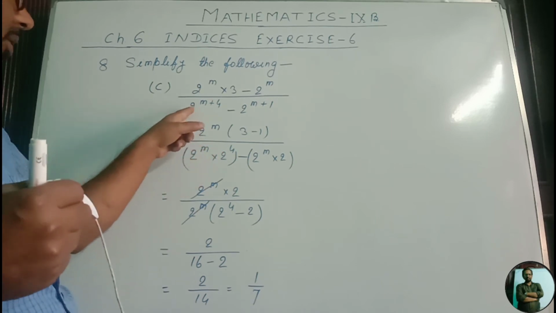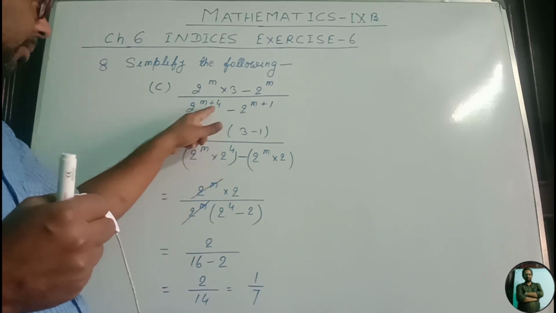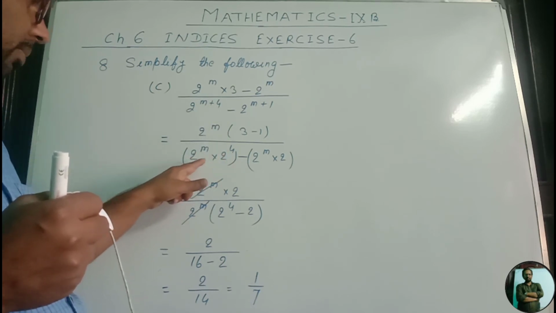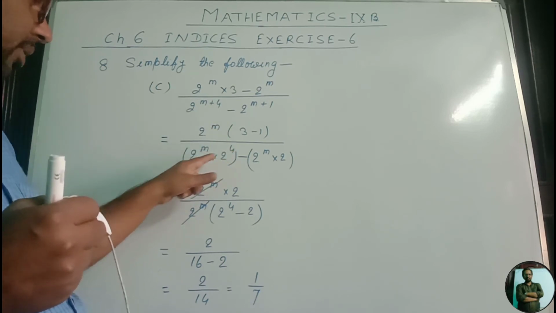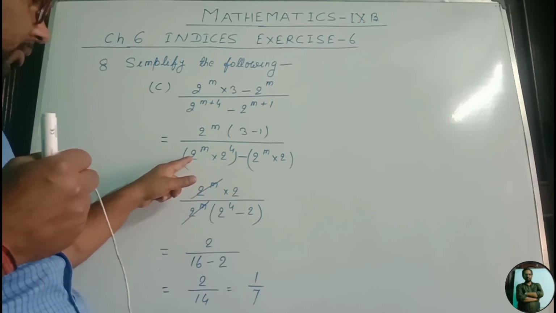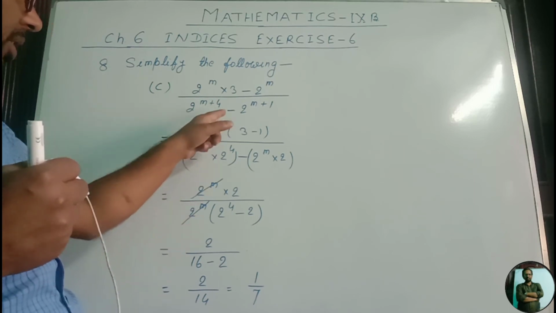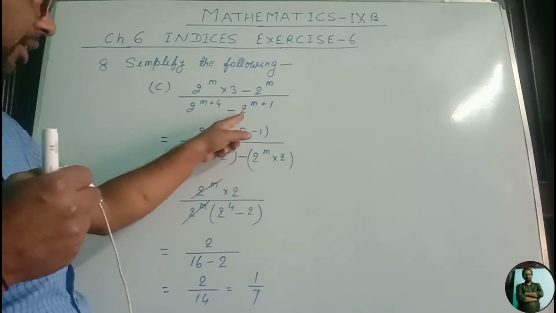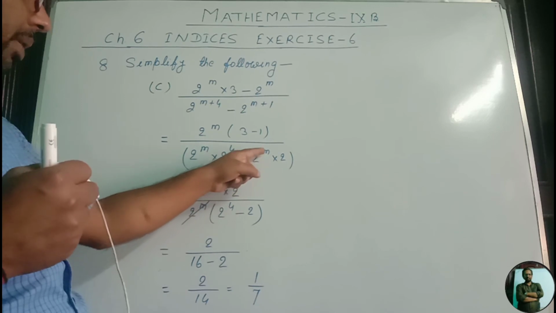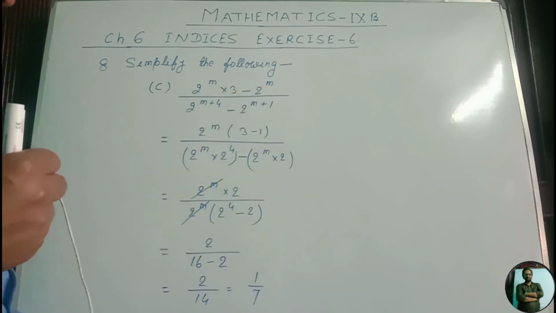By this I have separated 2 to the power m into 2 to the power 4, because the common base is there and the powers are different. Both are in the form of multiplication. So with this common base the powers will be added and we are getting back this much. Similarly, minus is written here and this is also separated: 2 to the power m into 2. If you solve it, we will get back 2 to the power m plus 1.